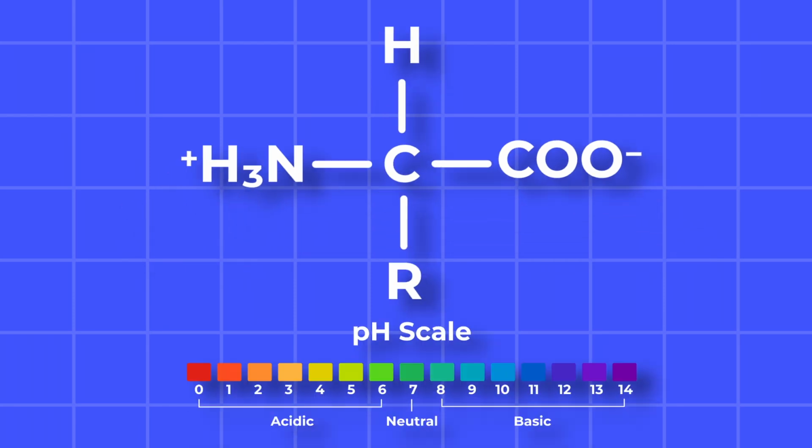As conditions become more acidic, extra acid can add a proton back to the carboxylate, yielding a net positive form. In a strongly basic solution, the base removes a proton from the ammonium, yielding a net negative form. Around neutral conditions, the zwitterion dominates.